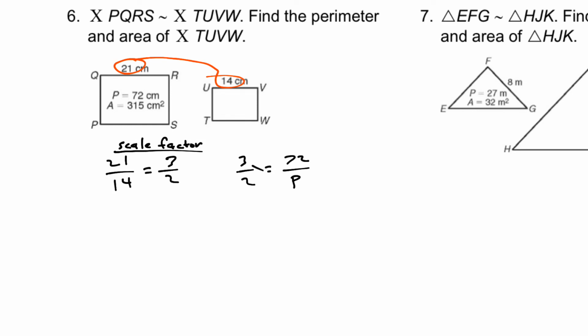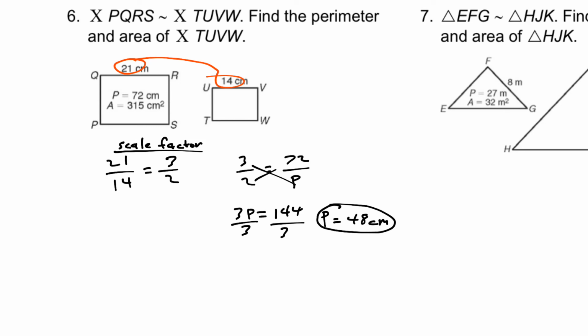Doing our cross products, we have 3 times p, so that's 3p, equals 2 times 72, which is 144. Then we'll divide both sides by 3. And we'll get the perimeter of our small rectangle is 48. And looking at the units in this problem, the perimeter is in centimeters because the side lengths are in centimeters. So let's add centimeters on there for our units. And there you go. We have the perimeter of our small rectangle.